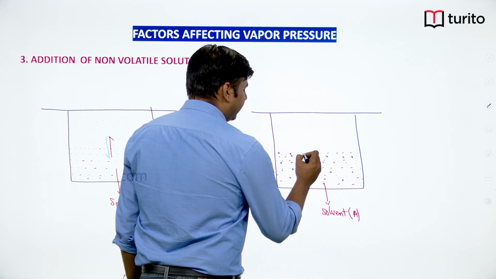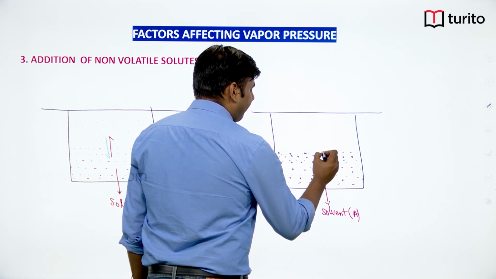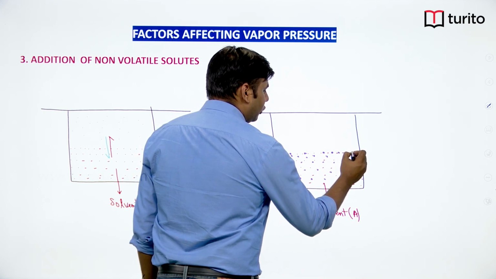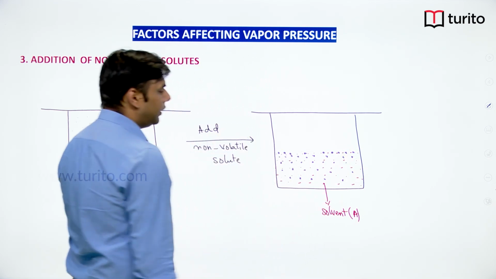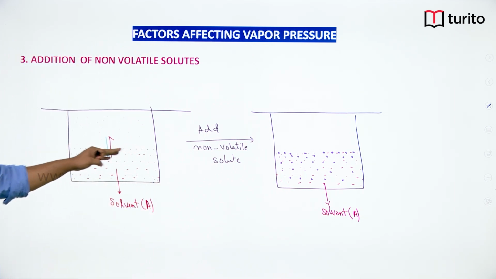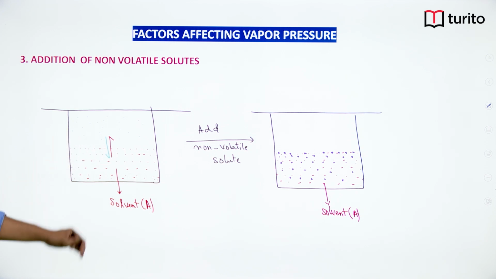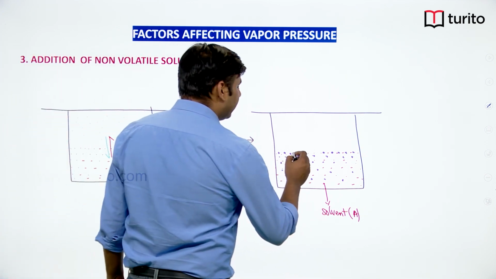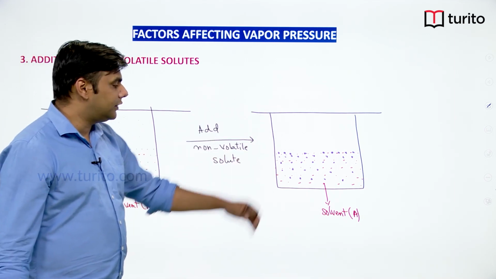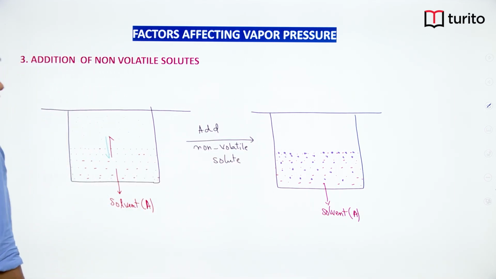Okay, so they would occupy the surface. So few of the non-volatile solute would occupy the surface. Okay, now you can see that initially only red dots were there. That means only solvent was present at the surface. Now along with the solvent, some of the non-volatile solute would also be present. Now we know that non-volatile solute cannot form vapor.